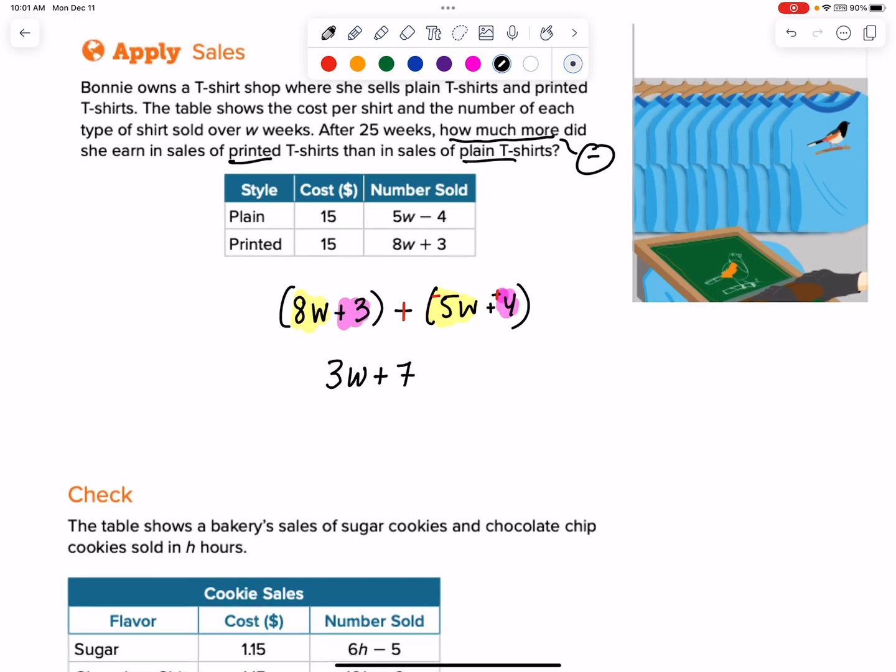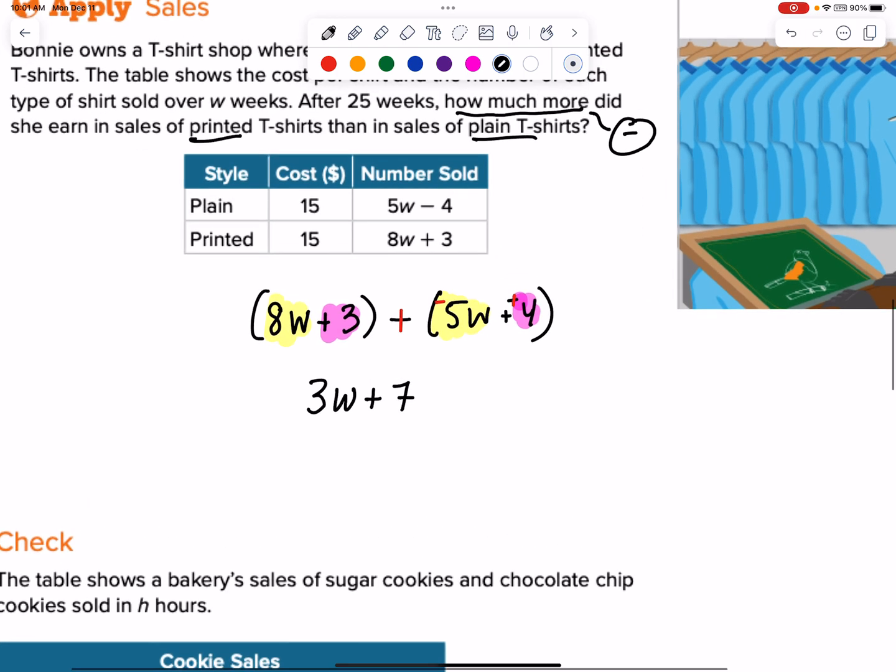This is how much more they sold in printed versus plain. So let's figure out what we need to plug in here. After 25 weeks, how much more did she earn in sales? This is just the number sold. So let's go ahead and plug in 25 to this.